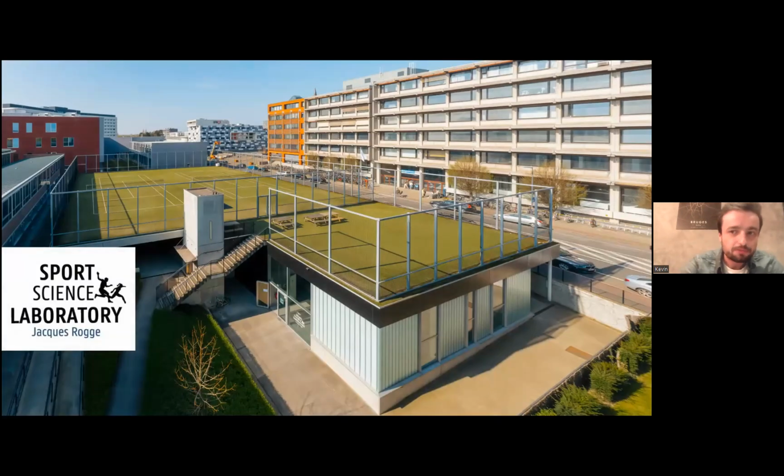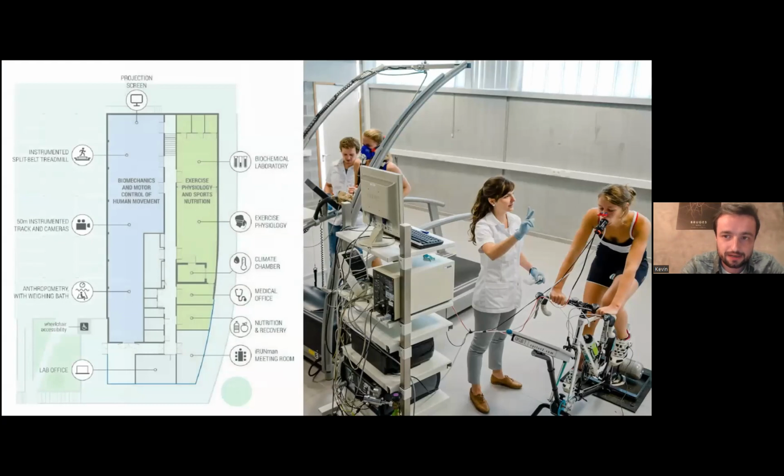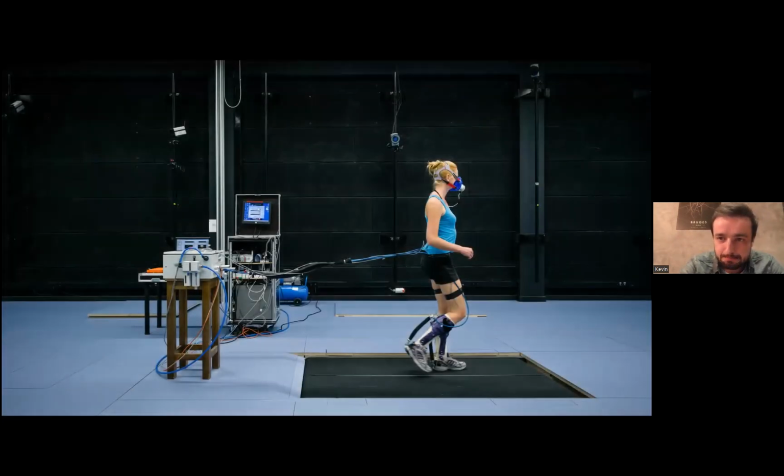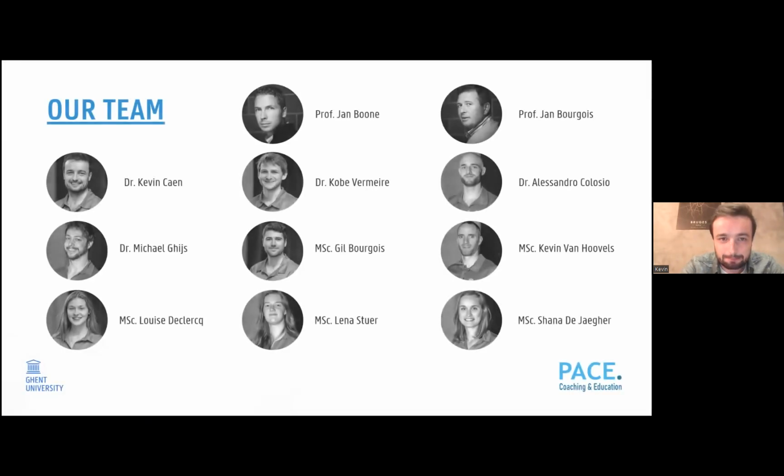Almost 6, even 7 years ago, Ghent University built a new sports scientific lab where we can do our research. Mainly it's divided in two parts: an exercise physiology lab, which you can see on the right, and also a biomechanics lab. So that's where I perform the research that I will present to you later in this talk.